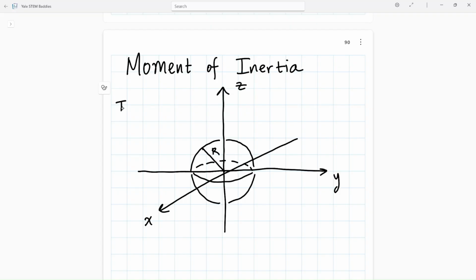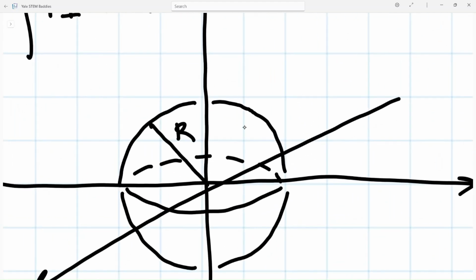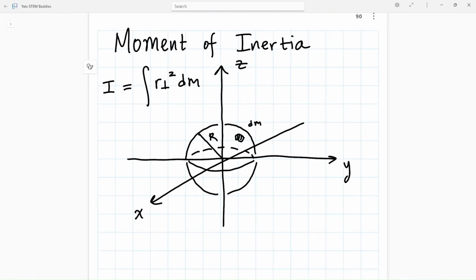The general equation of moments of inertia is the integral of r perpendicular squared dm. So that means that if we have a little slice or a little chunk of mass, we'll call that dm, then we need to find its perpendicular distance to the axis of rotation. And then we plug those two things into our integral, and that's how we find the moment of inertia.